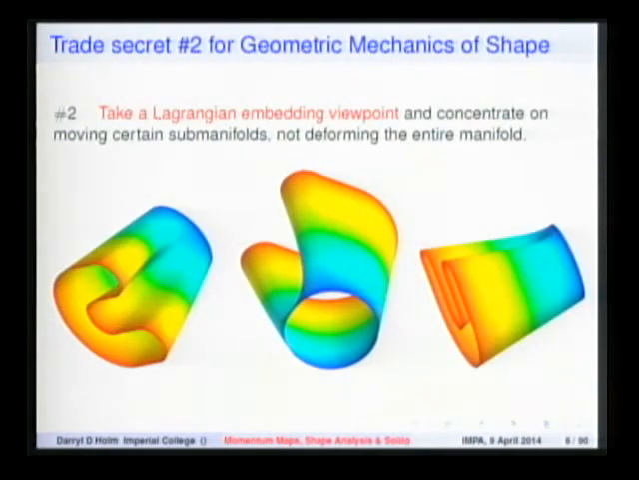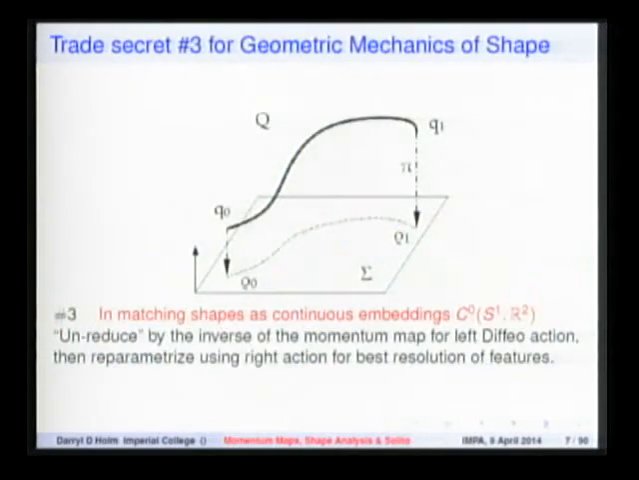Okay, trade secret number two. We take a Lagrangian embedding viewpoint. So this is one of the things shared between fluids and shape analysis. There's a Eulerian picture and a Lagrangian picture. If you can take a Lagrangian embedding viewpoint, then you concentrate on moving the Lagrangian part of the image, like some outline, instead of moving the entire image all over, right? Deforming the entire, because it's another whole dimension smaller if you're only going to be moving the boundaries. You don't have to move everything of the ambient space.